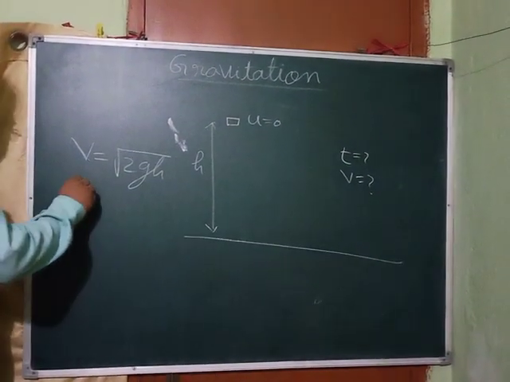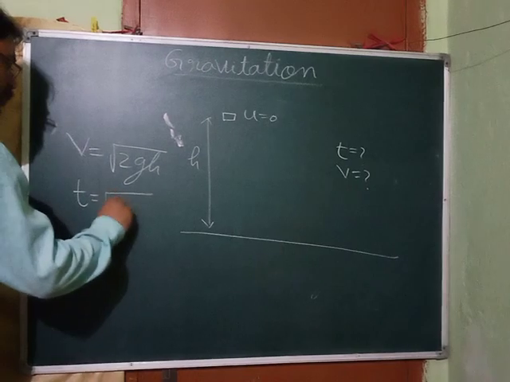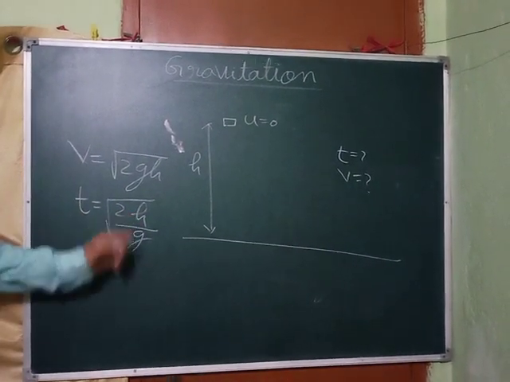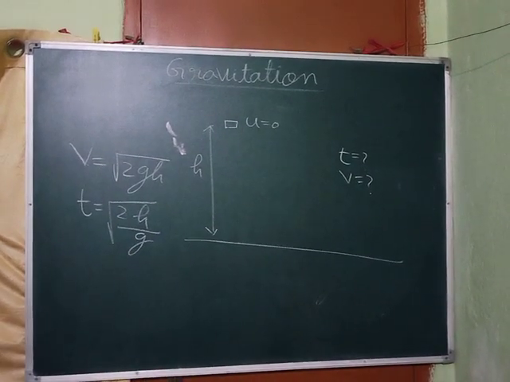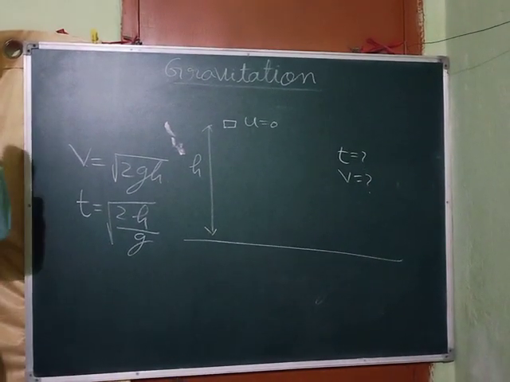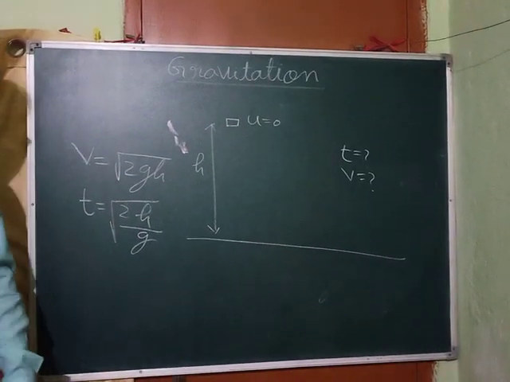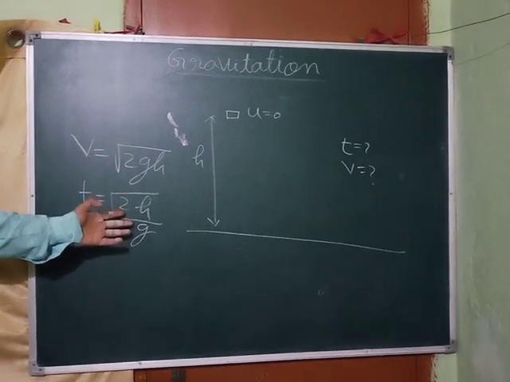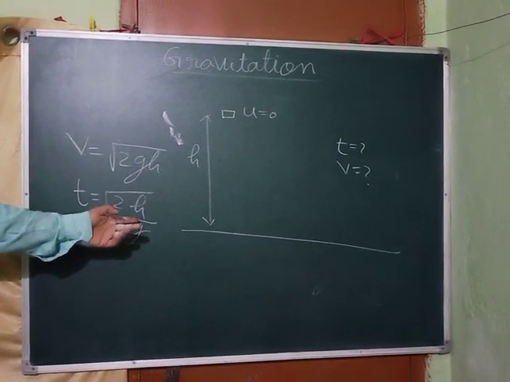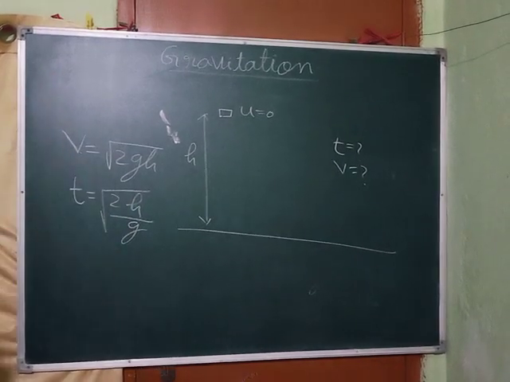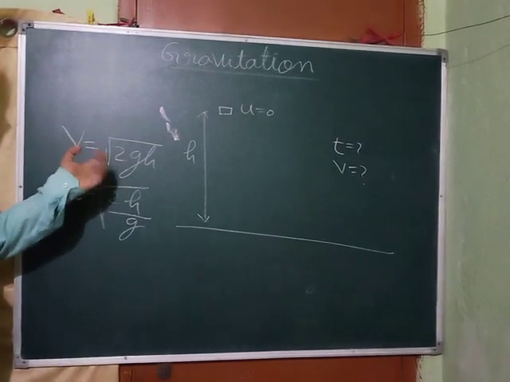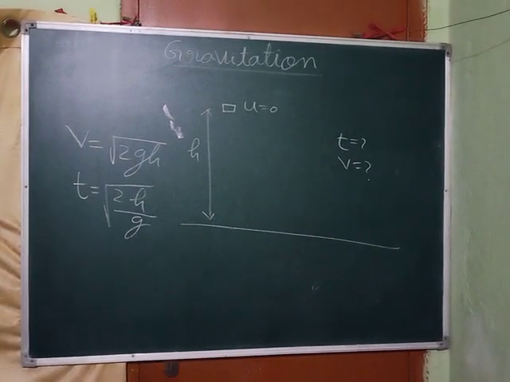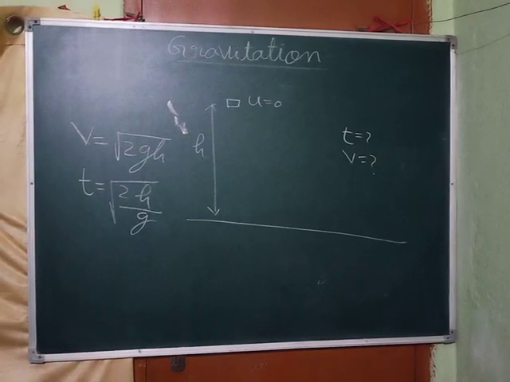Second thing, time you want. Time is root 2h upon g. Again, see, for finding time also you require only height. So whenever anyone asks you a question that a body was released from a height of 100 meters, how much time will it take to hit the ground? You can find it very easily. You know the value of g, 2 is known, put 100 here, calculate, find the root and get the time. At the same time, if you are asked to find the velocity, you can use the other formula. Okay, understood? Very nice.